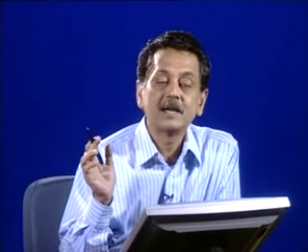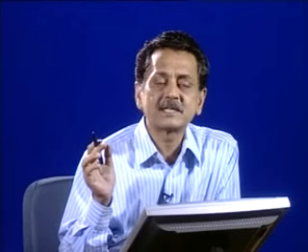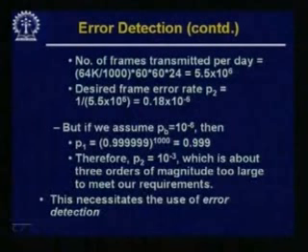The point is that whatever probability we required for a faulty frame, we got a much higher probability than we were prepared for. We were prepared for, say, one faulty data frame per day, but that is not the case at all. So this necessitates the use of error detection. That means we have to do something to bring down this error rate.